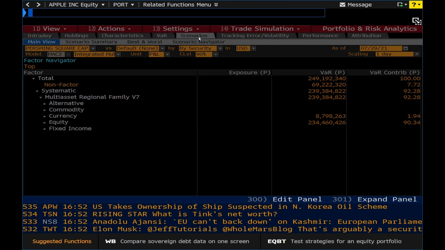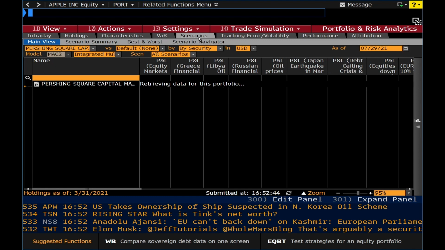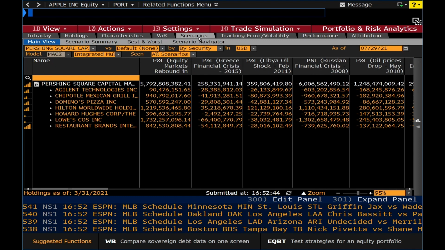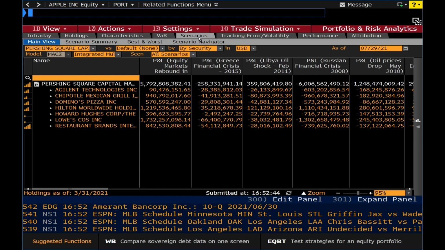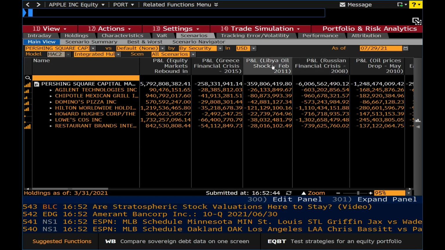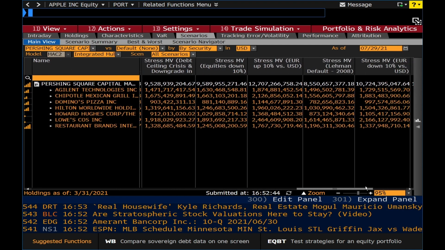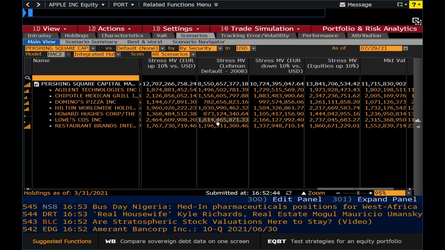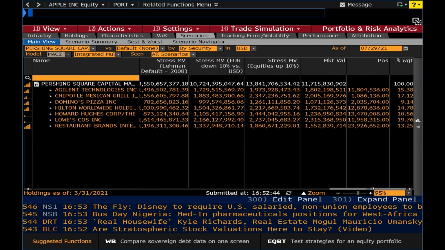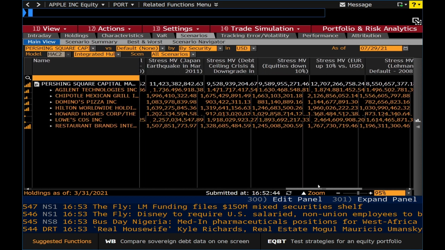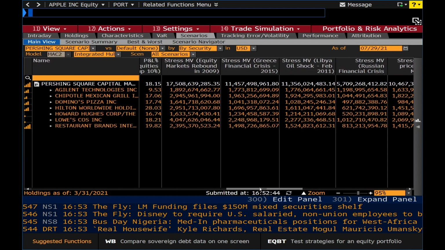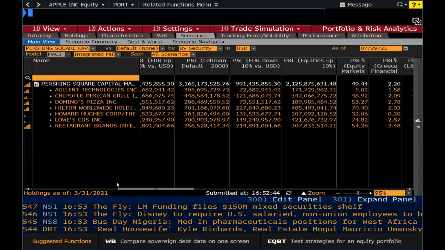Scenarios, quite an interesting tab. This will basically tell you how a portfolio will react to certain financial events. So you can see here the Libya oil shock in February of 2011, the Russian financial crisis in 2008, and you can scroll all the way to the end here and take a look. See the Lehman default. So there are different scenarios you can look at to see how your portfolio would react if a similar situation were to come up today.